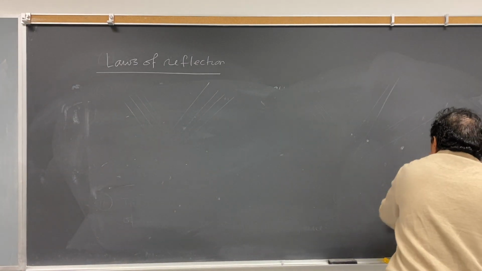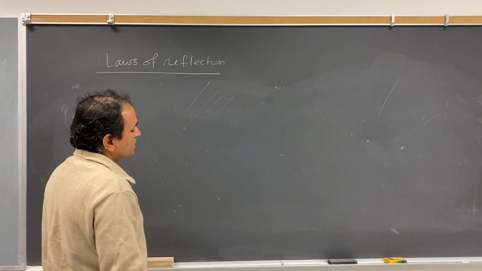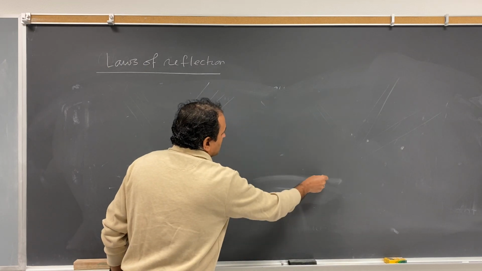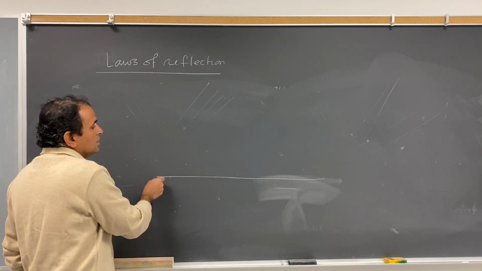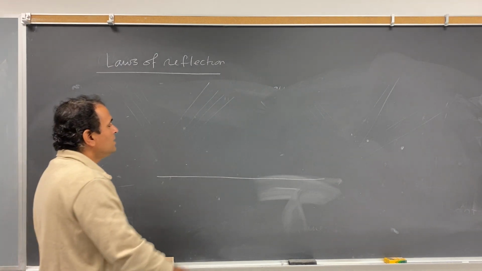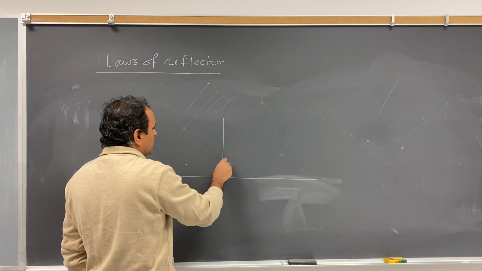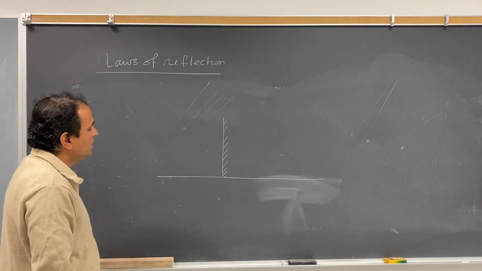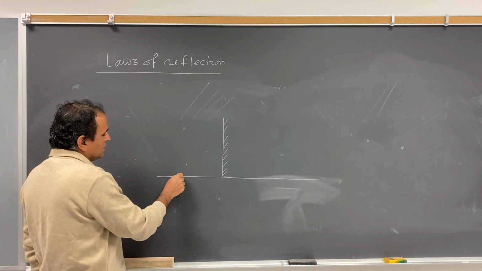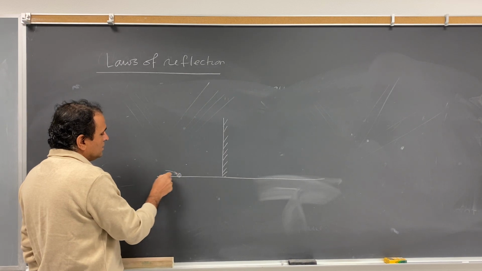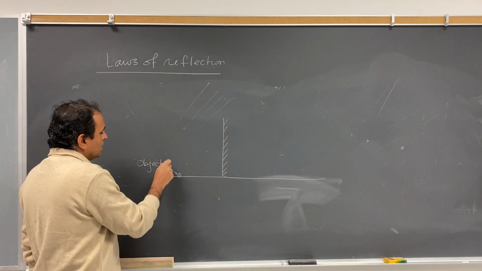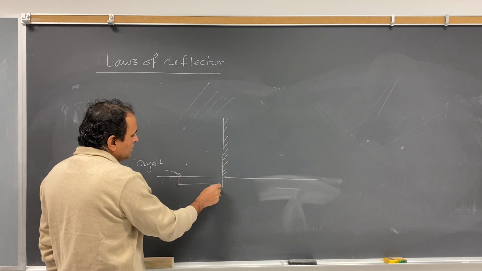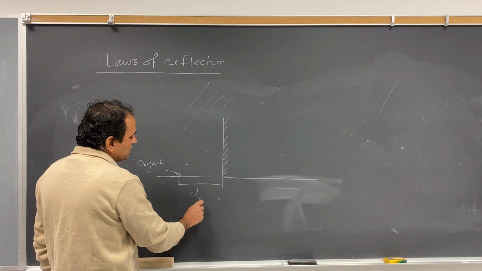Okay, let us suppose this is the horizontal plane, and right here I want to keep the plane mirror. This is the plane mirror, and the object is right here. This is the object. And from the mirror to the object, this length, we simply call it O, the object distance.